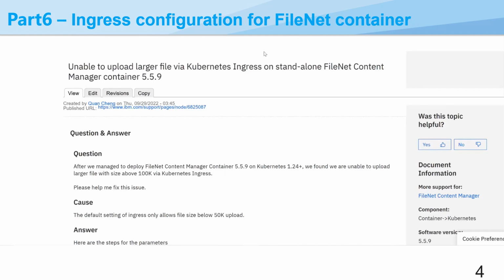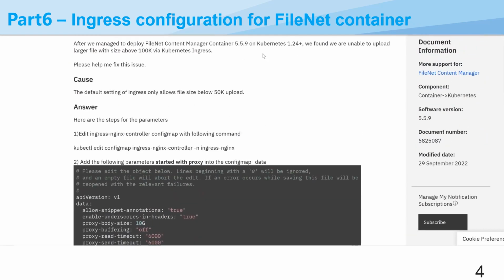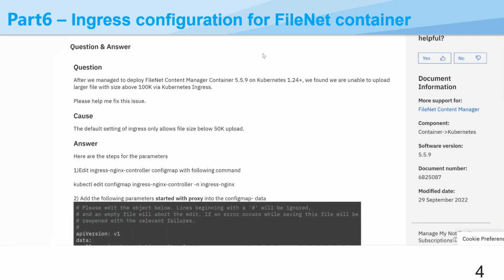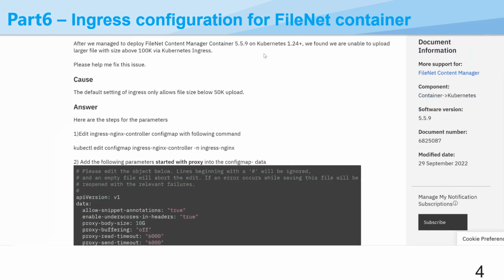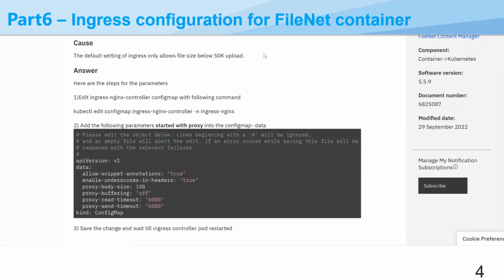So for this tag node, you can see here, by default the Ingress controller only allows a minimal file size, normally below 50K upload. So if you want to upload a larger file, you need to add those parameters.